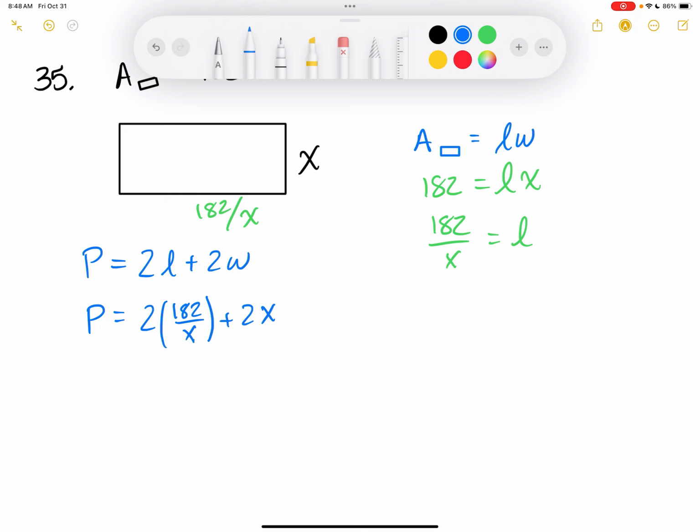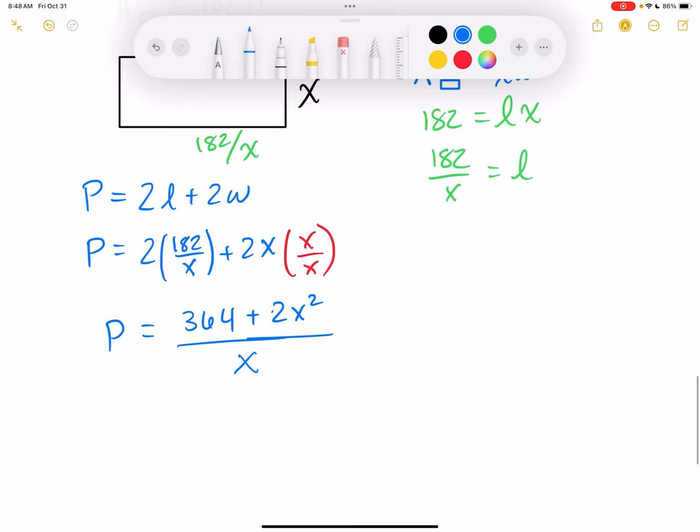Now, I'm writing perimeter as a function of x. So unlike our previous equations where I was multiplying the whole thing by it, I just need to multiply and get a common denominator on the right-hand side. So this is going to end up being 364. I'm going to multiply this by x over x because I need an x in the denominator here. So perimeter is equal to 364 plus 2x squared all over x. So that's the equation for perimeter as a function of x.